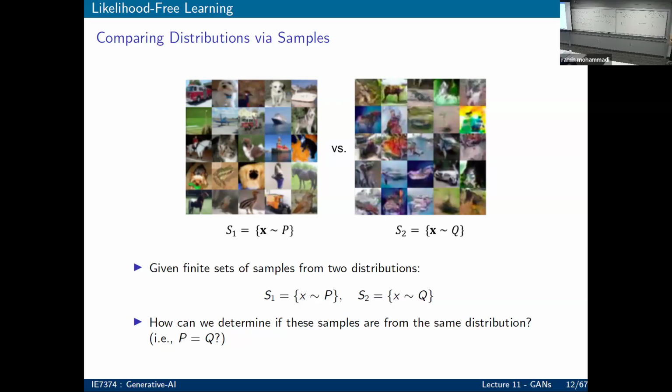Now the idea here in GAN is that we want to have this scenario where I have this distribution S1, like images, and I have this other distribution S2. So data X, and this could be a generator. And our goal is to compare these two distributions without a need to have likelihood learning.